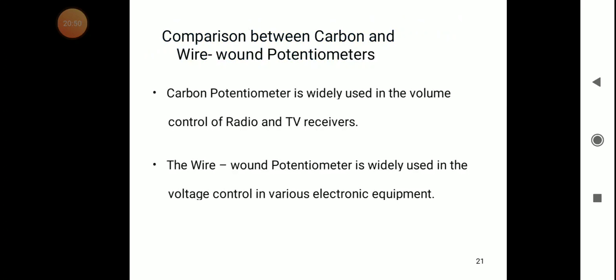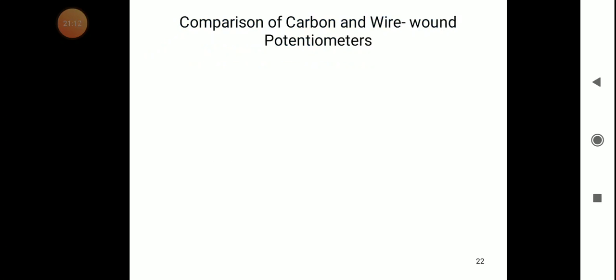Comparison between the carbon and wire wound potentiometer we are discussing. The carbon potentiometer is widely used in the volume control of radio and TV receivers. The wire wound potentiometer is widely used in the voltage control in various electronic equipment.